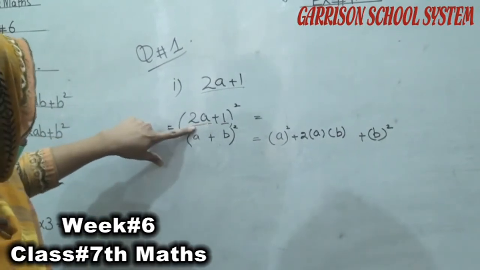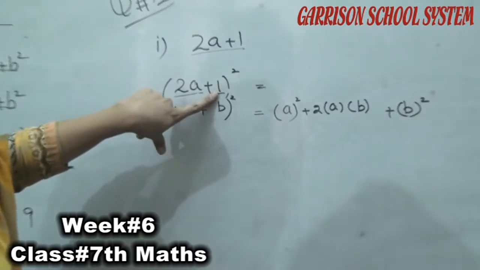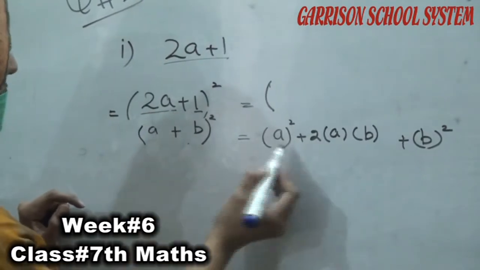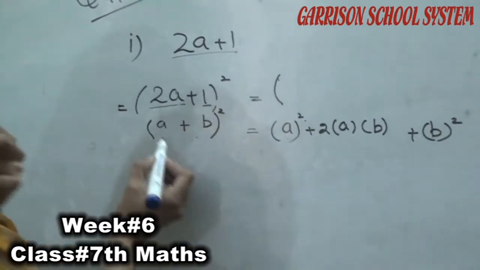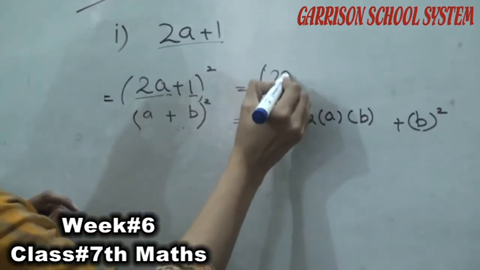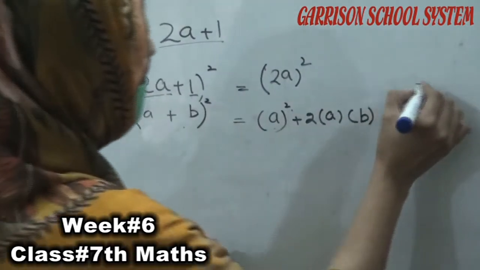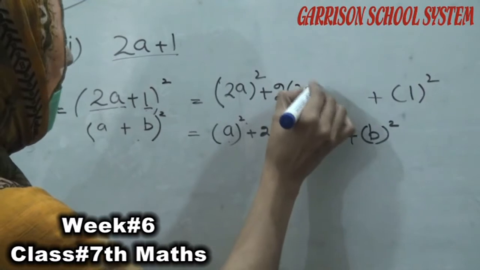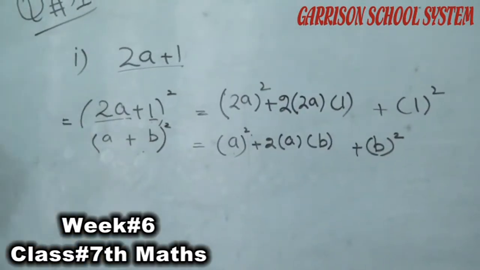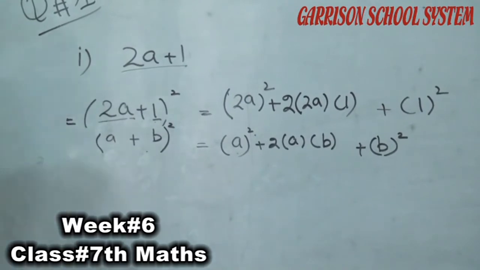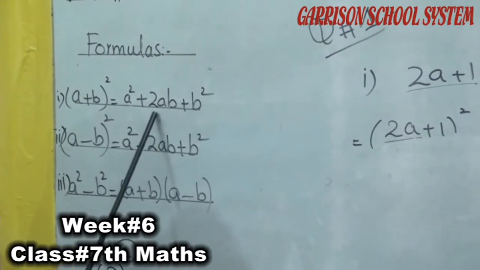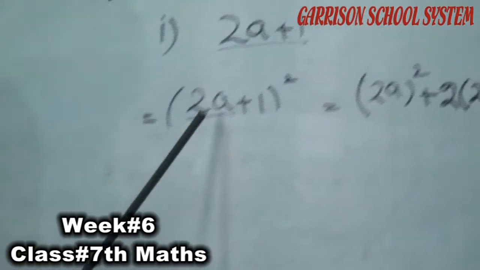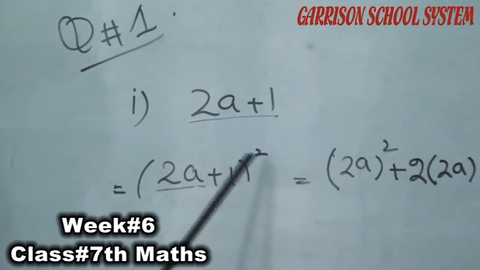If I keep 2a as a and if I take 1 as b, then according to the formula I will solve the question. A square means 2a whole square, and the last term 1 whole square, and according to the formula plus 2 into 2a into 1. A square plus 2ab plus b square. Here is a and here is b, while I will take 2a as a and 1 as b.